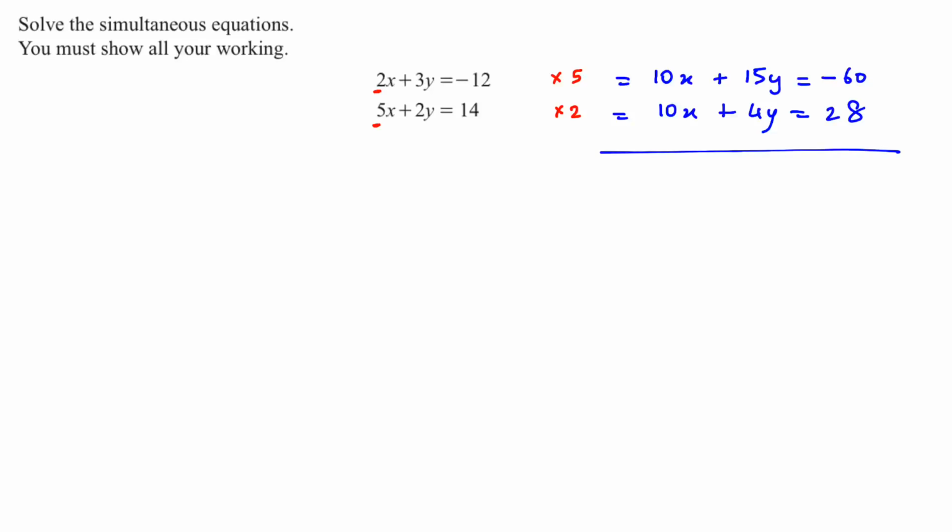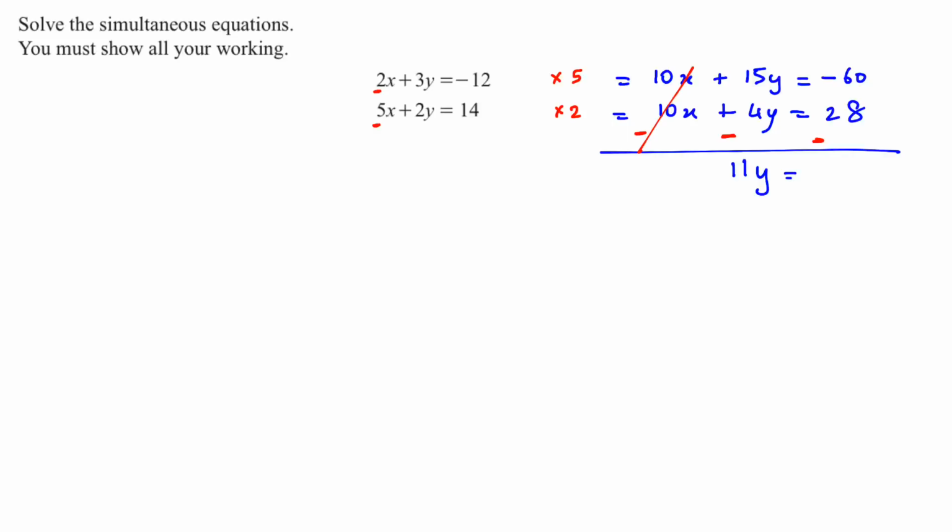If the signs are same, I want to eliminate x, but 10 plus 10 is going to give us 20, and I want to make it 0, so I need to subtract. When I'm subtracting, I have to change signs for each term. Okay, so this will get cancelled, and 15 minus 4 will give us 11.